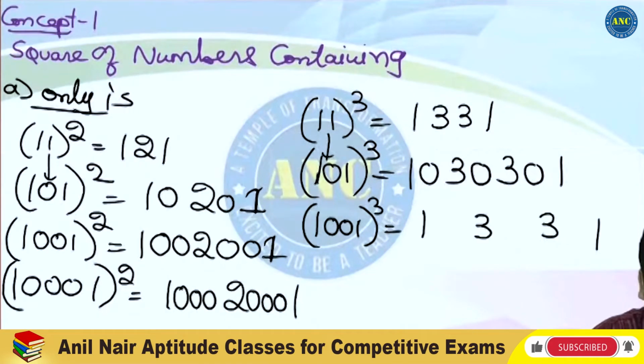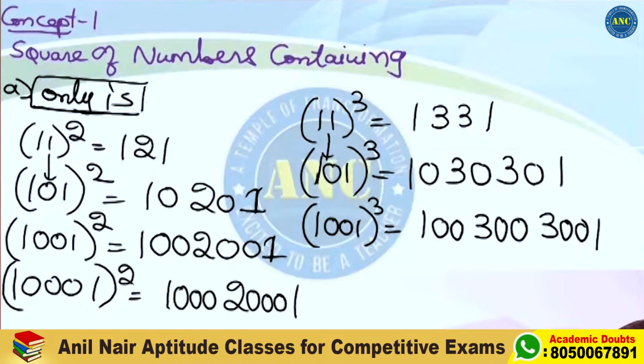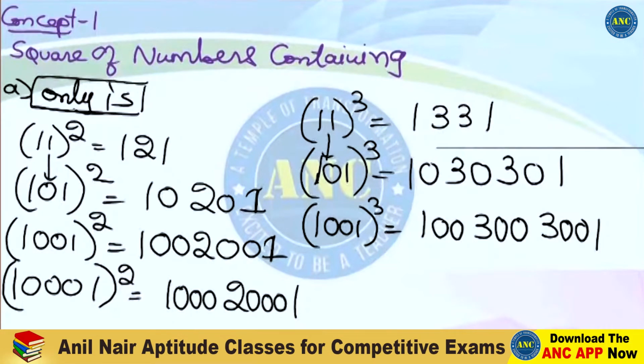Between two digits, there are 2 zeros. There is a beautiful pattern based on only ones, right? Valid for 11 square and 11 cube. As the power increases, sometimes carry will come, so we will restrict ourselves to square and cube. Just give me 1 minute. I hope it is clear.